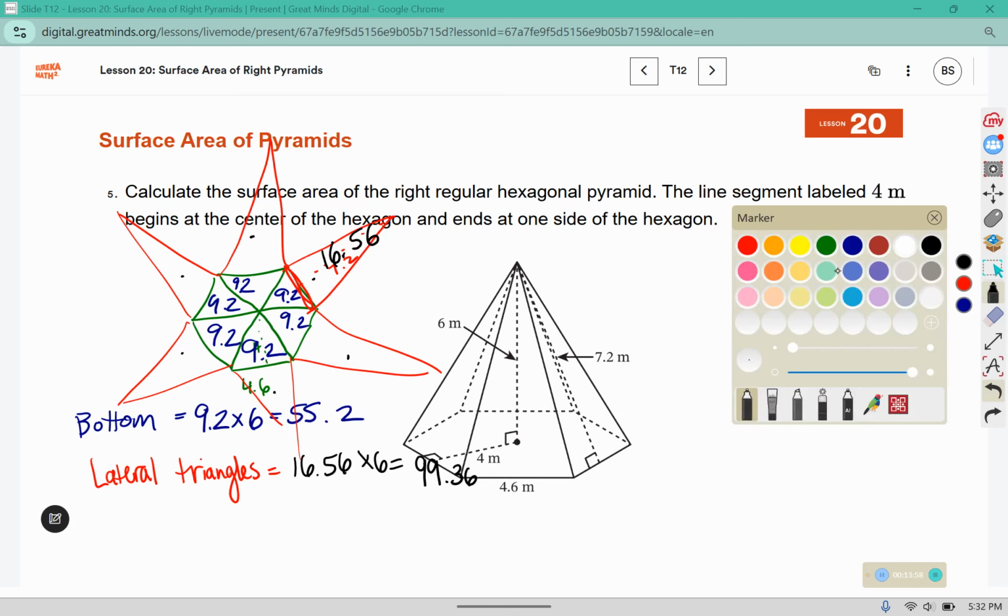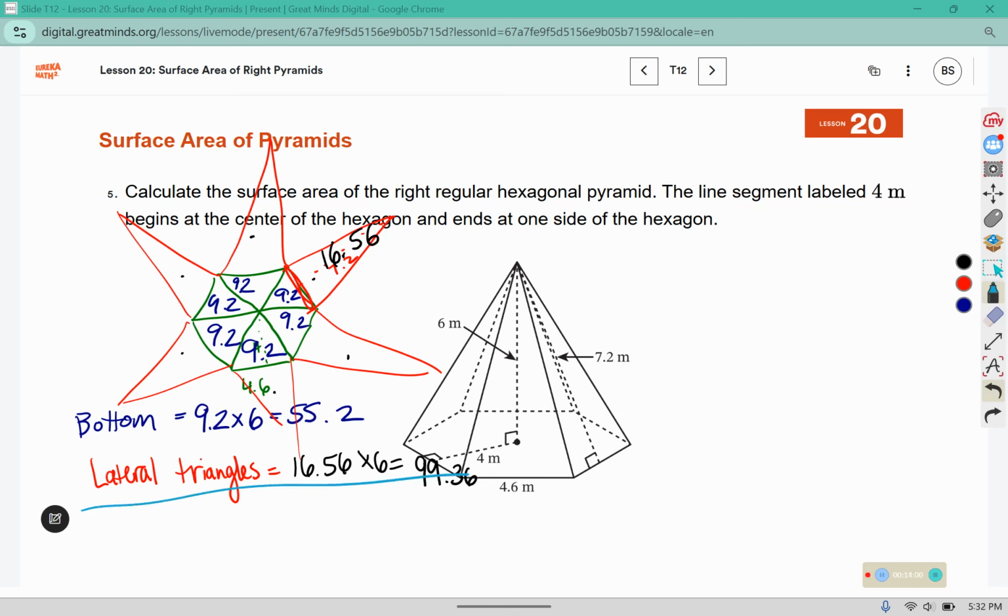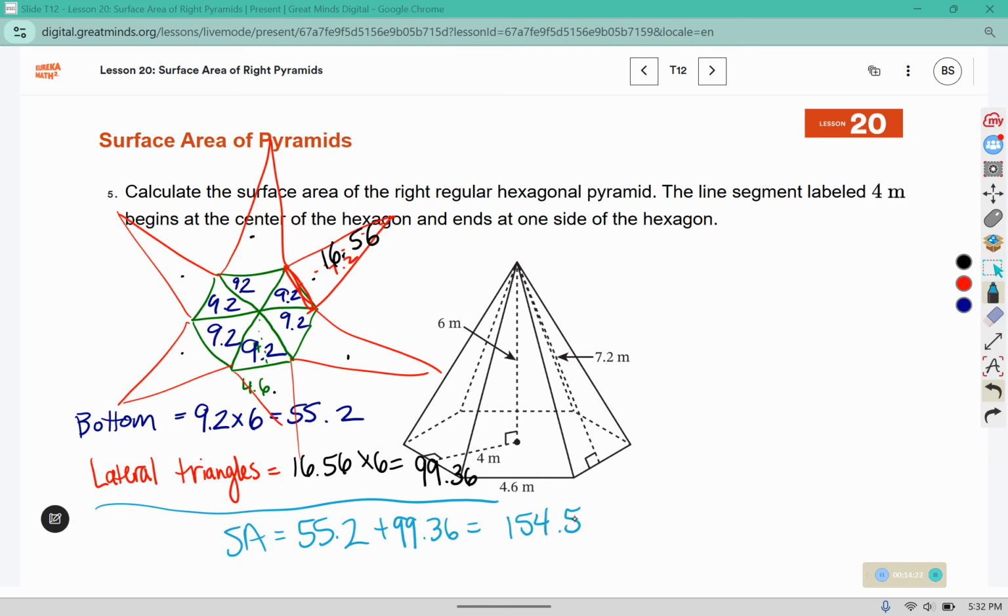So for our surface area, we need to add 55.2 from the bottom with 99.36 from all of the sides, giving us a surface area of 154.56 meters squared.